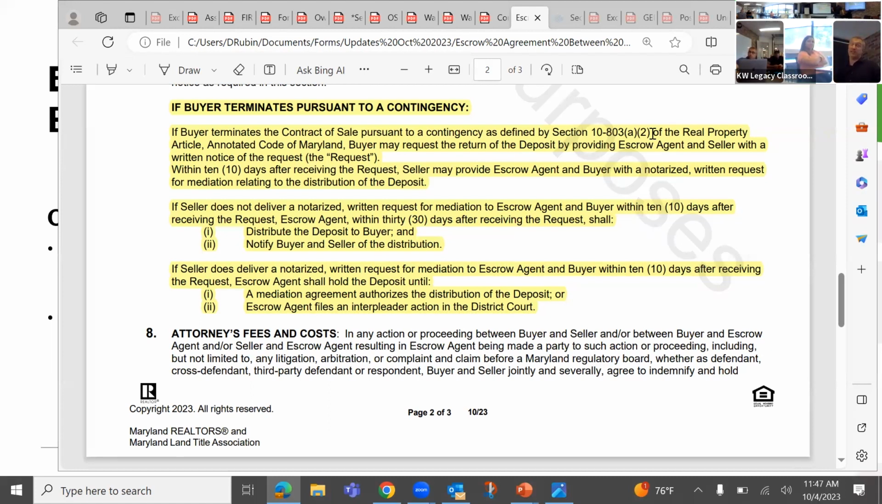They can't just drag their feet and say, hey, I'm mad, I don't want to sign it. If they're mad, okay, file for mediation. Get that notarized and get it to me. Otherwise, the money's going back to the buyer. Okay, so this is a big change.